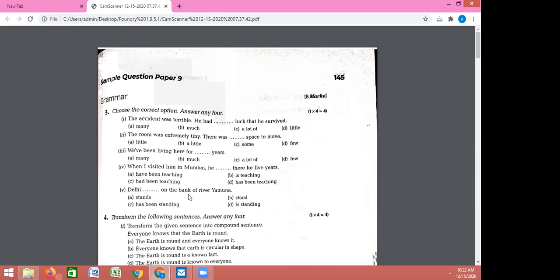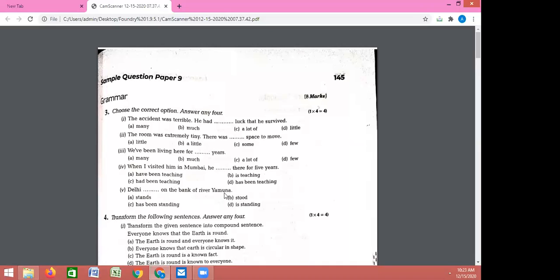Daily dash on the bank of river Yamuna. Again, concept behind it is tense. Daily stands, has been standing, stood, is standing. So stands, present simple, that is present indefinite, is the right answer here. It is daily stands on bank of river Yamuna.